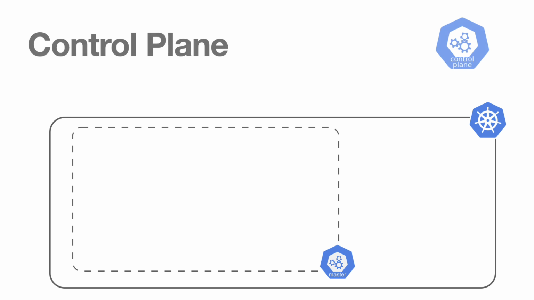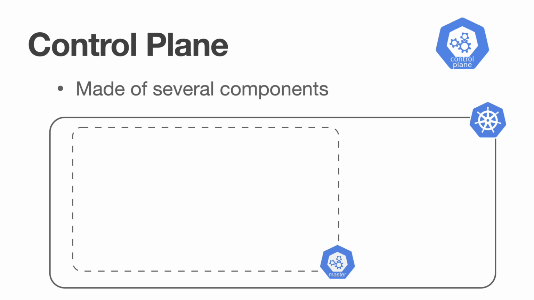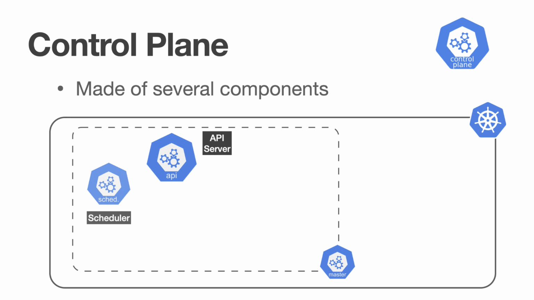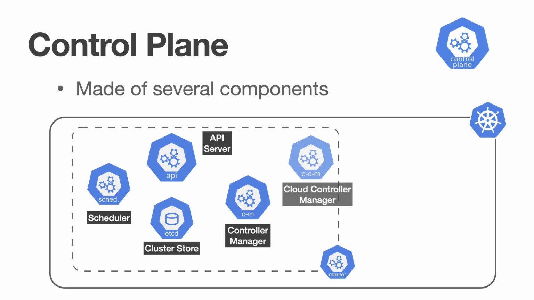Right, so you saw that within the Kubernetes cluster, we do have the master node. Now, the master node contains what is known as the control plane. The control plane is made of several components, and they are the API server, the scheduler, cluster store, controller manager, cloud manager, which talks to the underlying cloud provider API, whether it's AWS, Google Cloud, Azure, and so forth. And all of these components within the master node communicate via the API server.